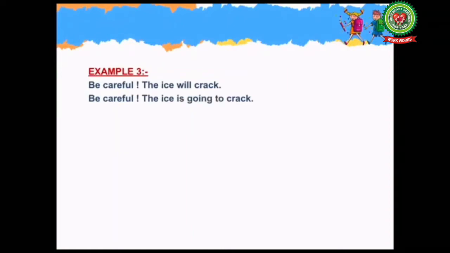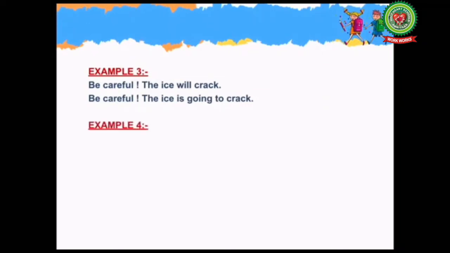Come to next example. Be careful, the ice will crack. Now here also it is something that may happen in the future. So we can write this sentence by using going to. What will be our answer? Our answer will be: be careful, the ice is going to crack.